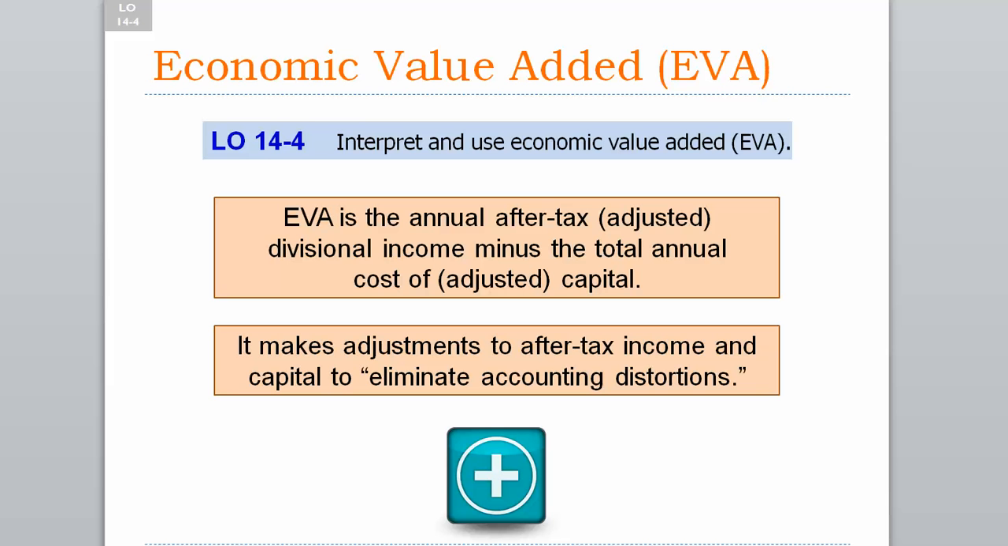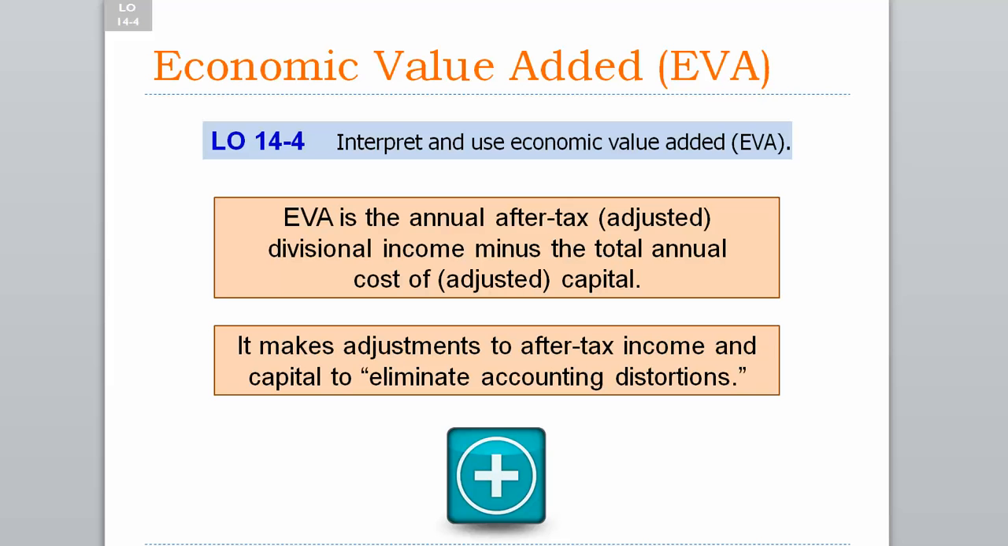Let's take a quick walkthrough on our economic value added. Our economic value added is our after-tax divisional income minus our total annual cost of capital once we've adjusted them for certain GAAP-based conventions such as the expensing of research and development cost and expensing R&D.